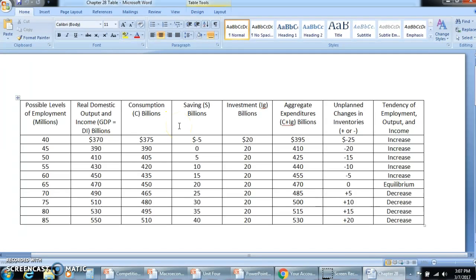The first thing we have to do is calculate the marginal propensity to save in this economy. And if you remember from the worksheet that I had you guys do, the way we determine the MPS is by looking at the change in savings.